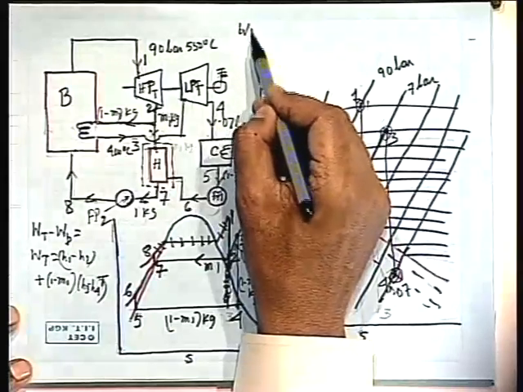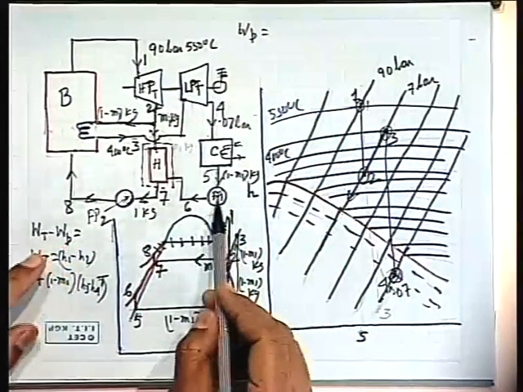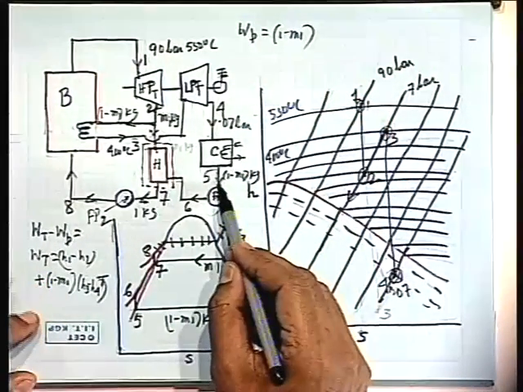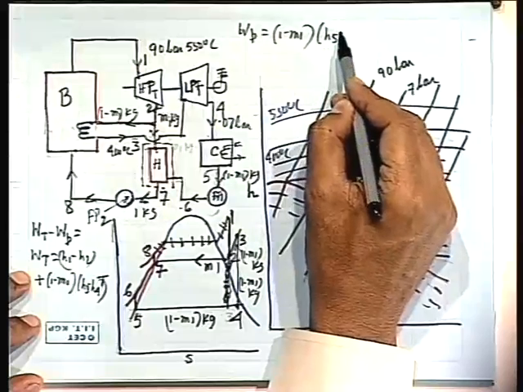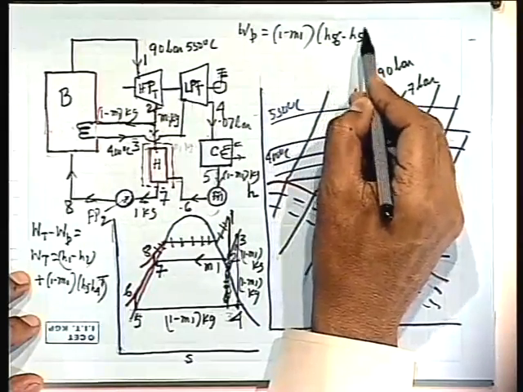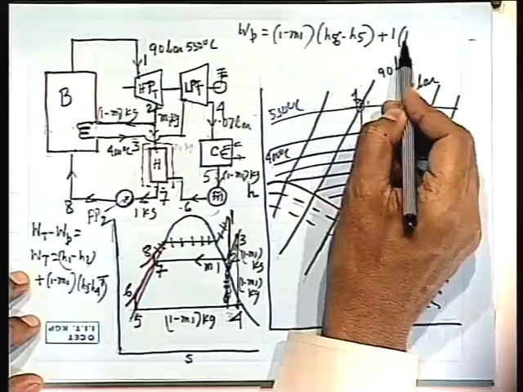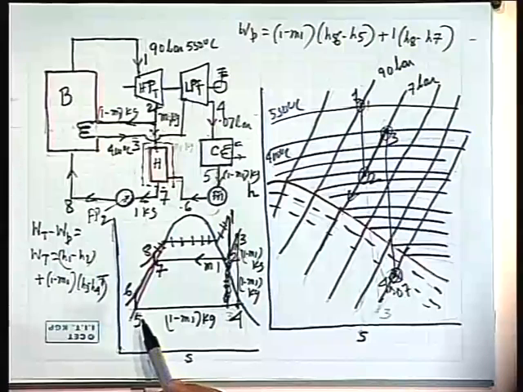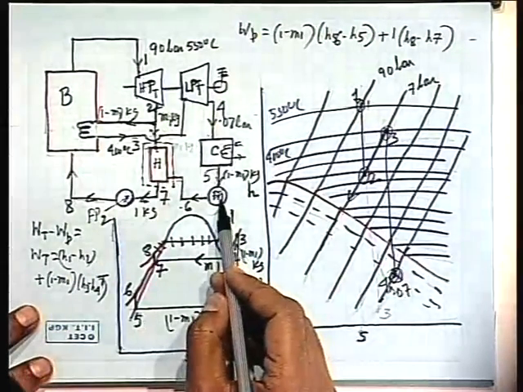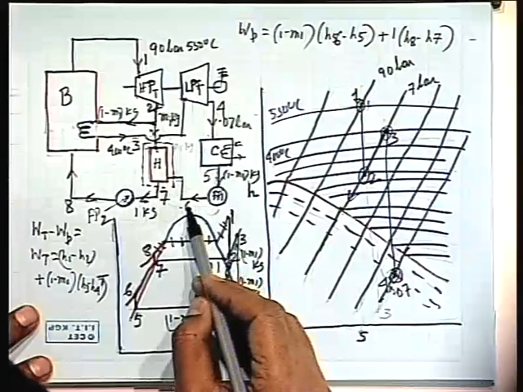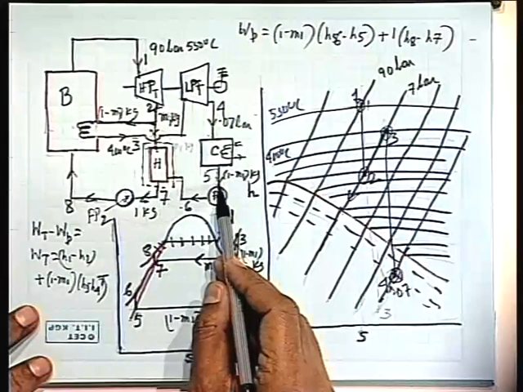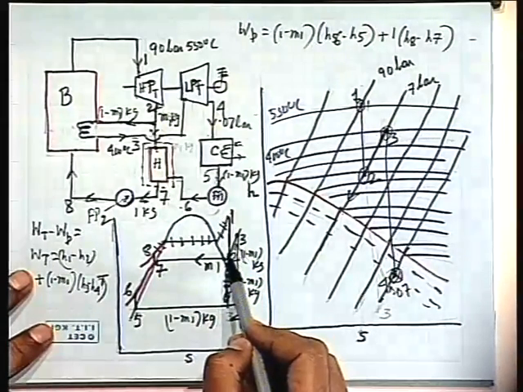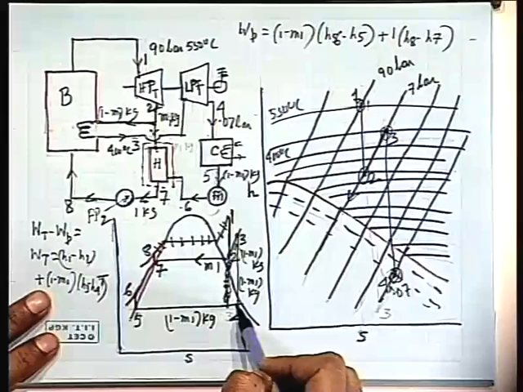What is WP? WP, there are two pumps, one here, another here. This pump handles 1 minus m1 into h6 minus h5, very good. And another one is 1 into h8 minus h7. Now you see from this diagram. Okay? So will you please repeat what is WT? No sir, that is not for WP. Sir, I am saying for WT. WT is h1 minus h2 plus 1 minus m1 into h3 minus h4.